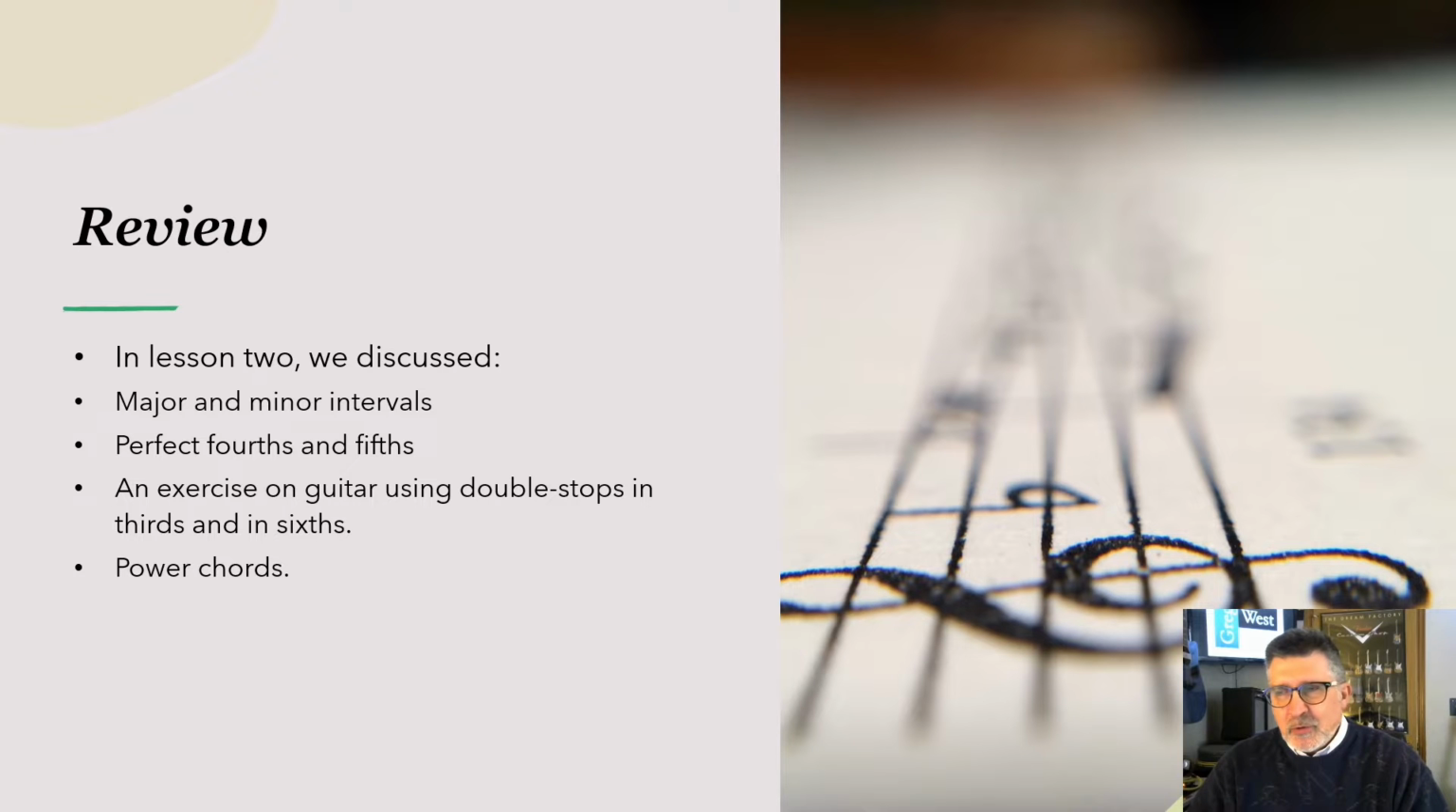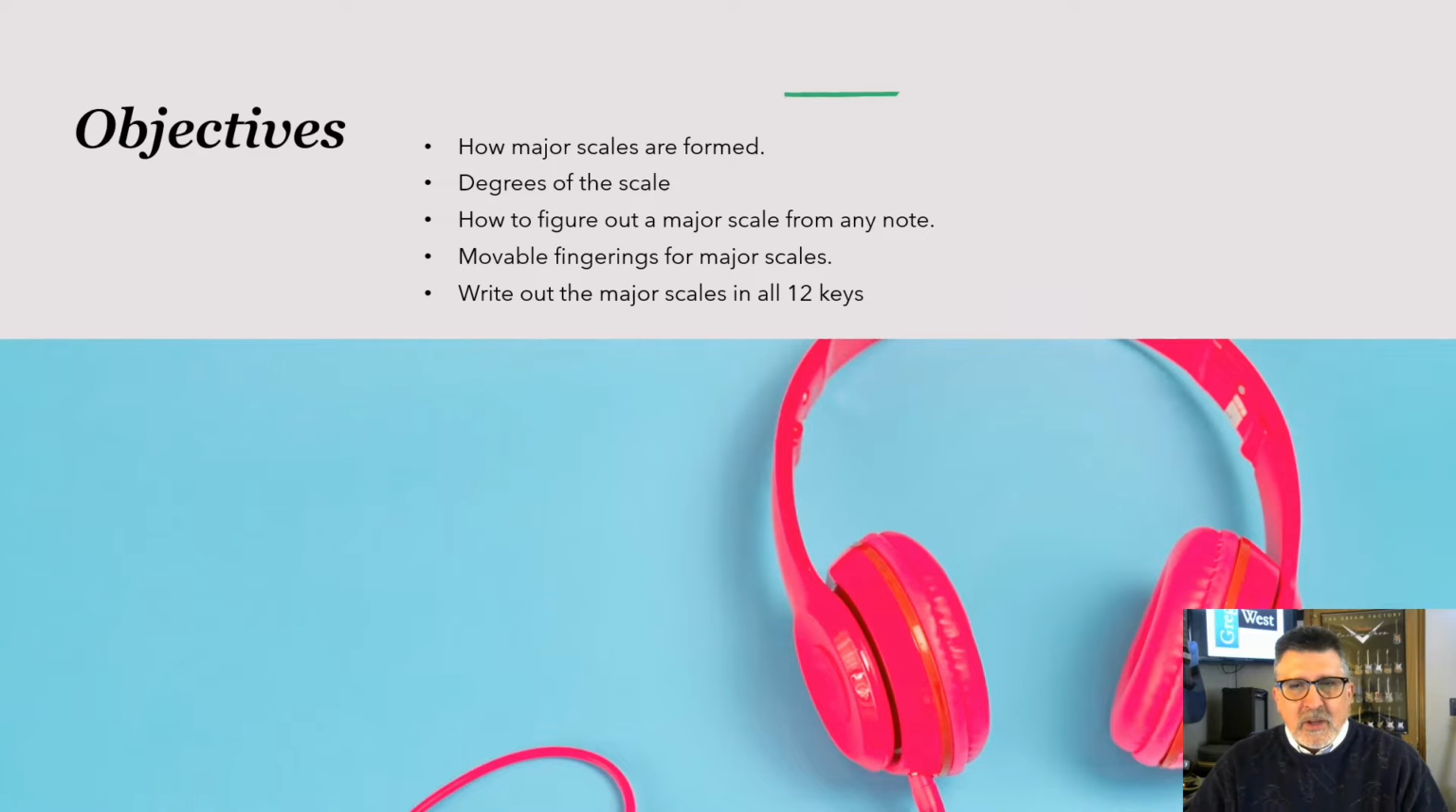In Lesson 2, we discussed major and minor intervals, perfect fourths and fifths, and exercises on the guitar using double stops, thirds and sixths, and power chords. In this lesson, we are going to look at how major scales are formed, degrees of the scale, how to figure out a major scale from any note, movable fingerings for major scales, and we're going to have you write out the major scales in all 12 keys for your homework.